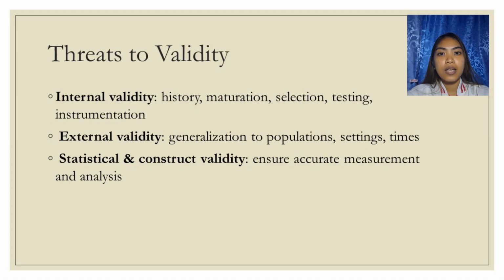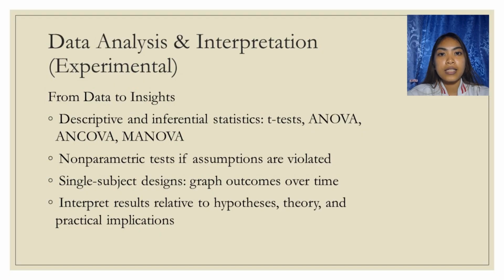The data analysis section identifies descriptive and inferential statistical tests appropriate for experiments, including t-test, ANOVA, ANCOVA, MANOVA, and non-parametric tests when assumptions are violated. Single subject designs rely on graphs to show changes over time. Finally, interpreting results involves checking whether hypotheses were supported, considering the influence of the treatment, reflecting on literature and theory, evaluating potential validity threats, and identifying implications for practice and future research.